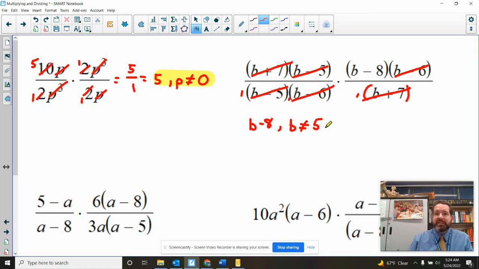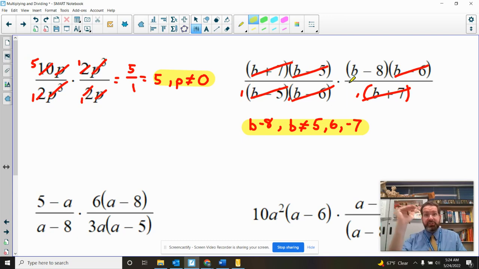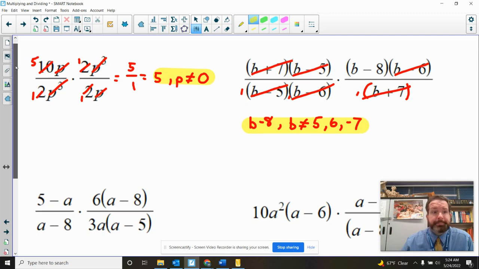B cannot be the number 6, and b cannot be the number negative 7. Because if it were, that means that in the beginning, we would have had division by 0, which is very, very bad. That does not work. So we have to make sure that doesn't happen.